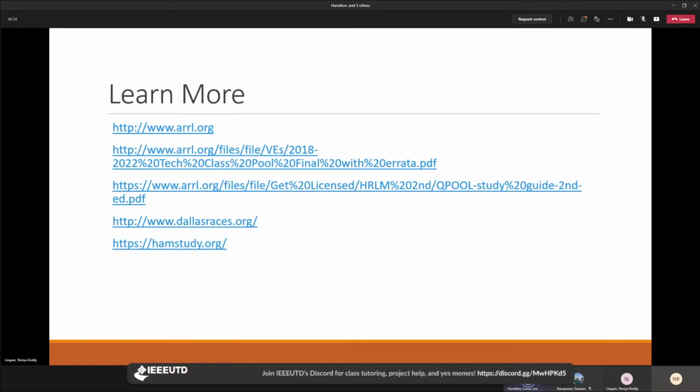So if we go to the next slide, one thing I wanted to leave you guys with was just some resources. One of the biggest resources is going to be arrl.org, like Shreya had mentioned before. This is where you're going to be able to find question pools. You're going to be able to find resources like books. You're going to be able to find principles for radio, and utilization of radio, like I had mentioned earlier in the workshop.